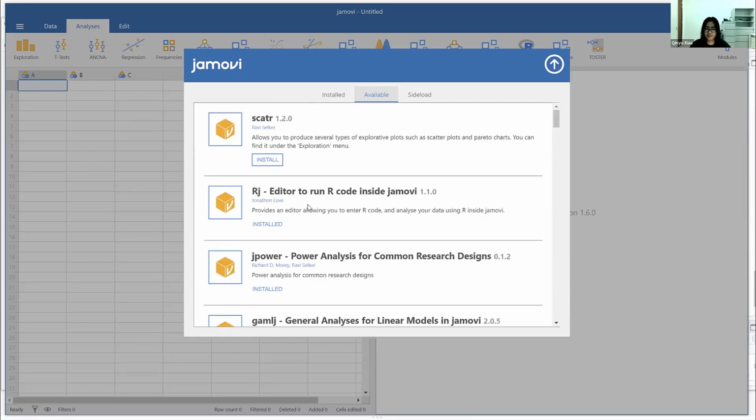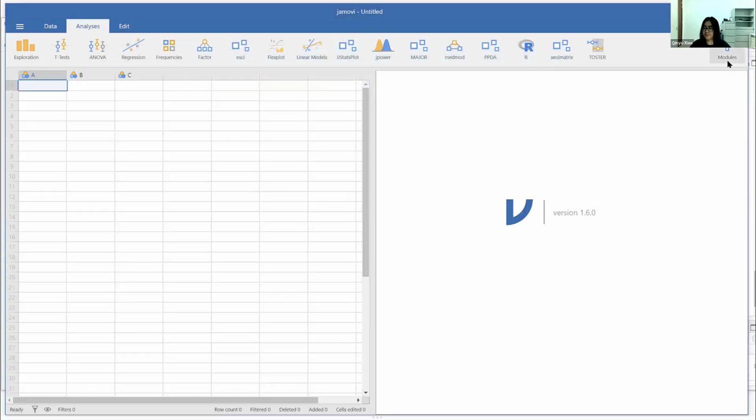And the module that we are using for power analysis is this one called jpower. Power analysis for common research designs. Yeah. So we install this module here. I already have this module installed. Yeah, now I have this module here.